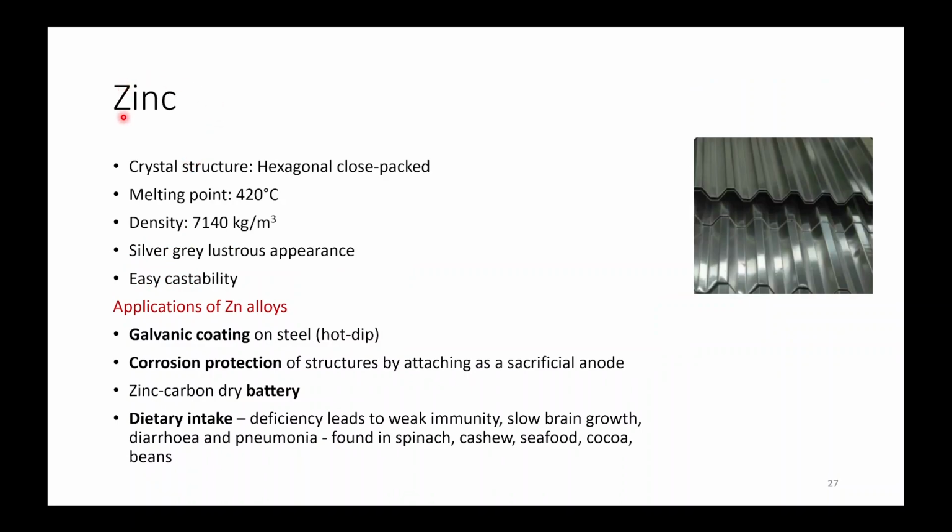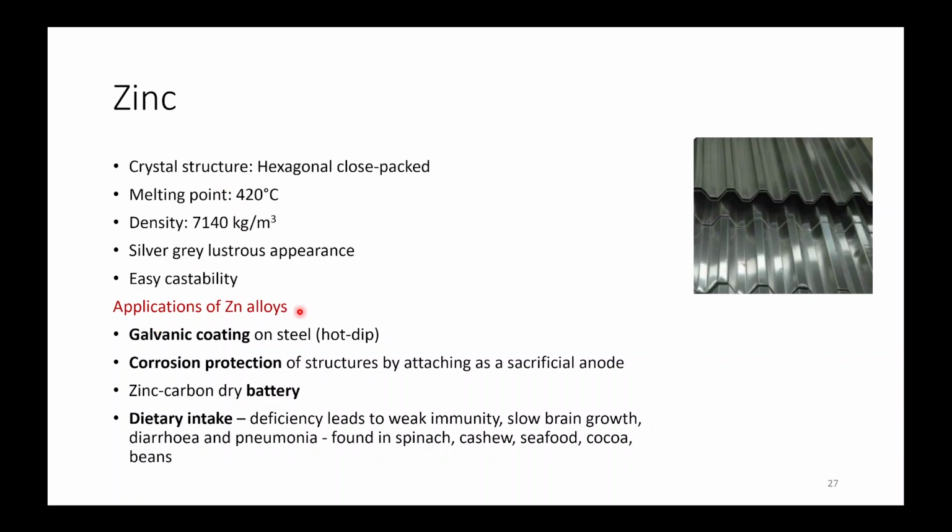Now zinc has crystal structure HCP, a melting point of 420 degrees C, and a density of 7140 kg per meter cube. It has a silvery grey luster appearance, and very easy castability because of its low melting point.